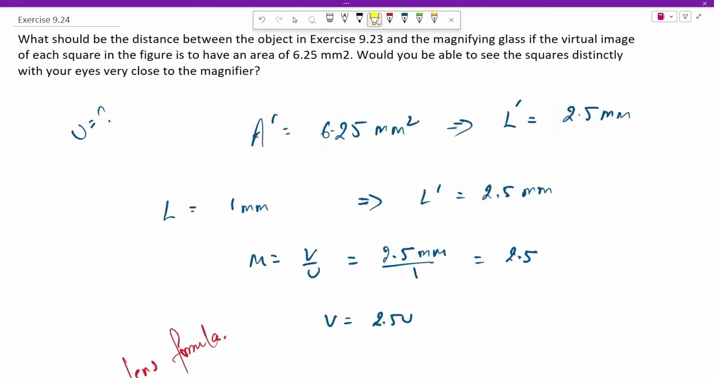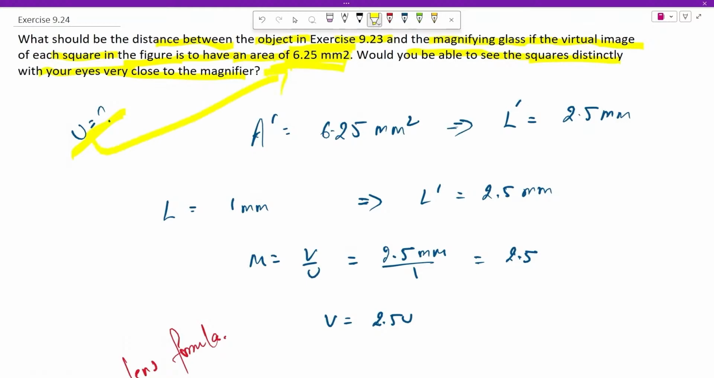The question is saying: what should be the distance between the object in exercise 9.23 and the magnifying glass if the virtual image of each square in the figure is to have an area of 6.25 millimeter square? Would you be able to see the squares distinctly with your eyes very close to the magnifier? So we have been given the desired area of a square, and we have to find out the object position for the desired area.